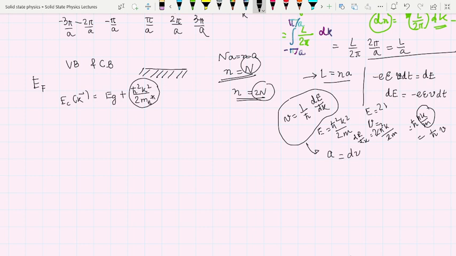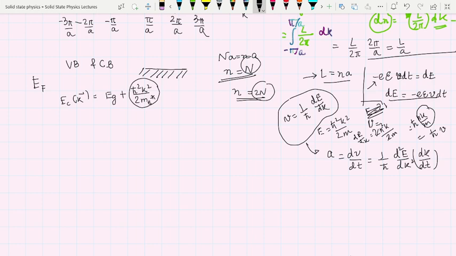Acceleration is nothing but dv/dt. So (1/ħ) d/dk of dE/dk into dk/dt. We have applied only the chain rule. Now the E and k dependency is known to us, but the k dependency on time is not known to us. For this we have to consider the effect of the electric field. So dE is nothing but minus eEv dt. This is the electric field applied on the electron, and v is the velocity possessed by it, dt is the time interval.